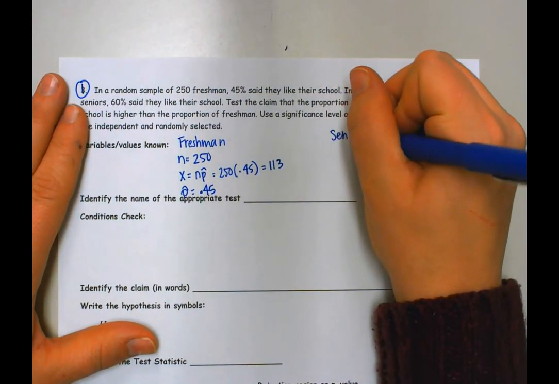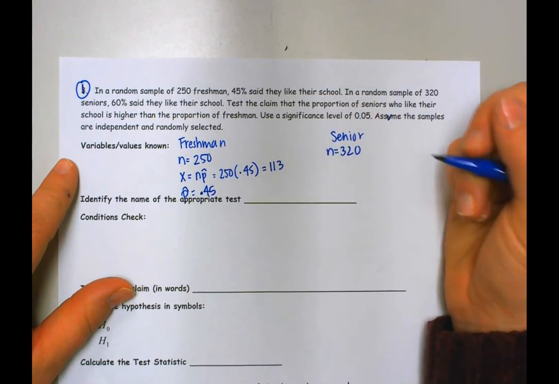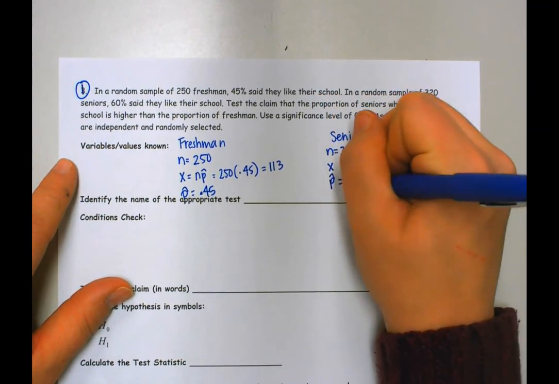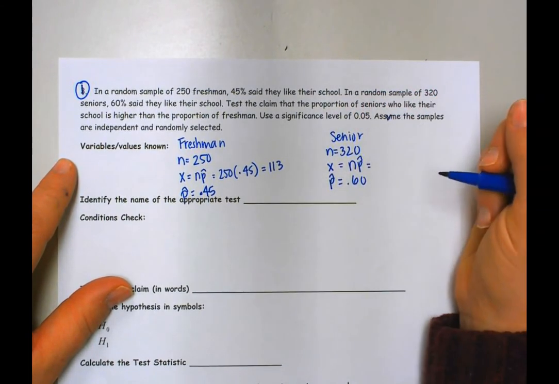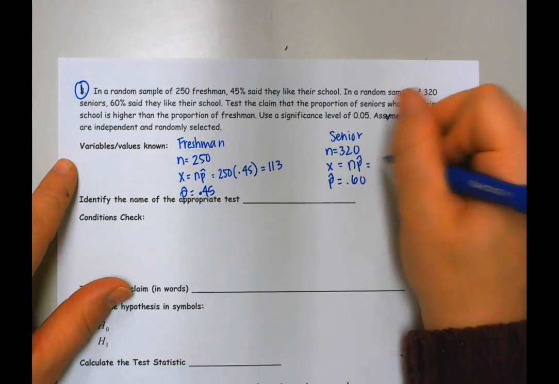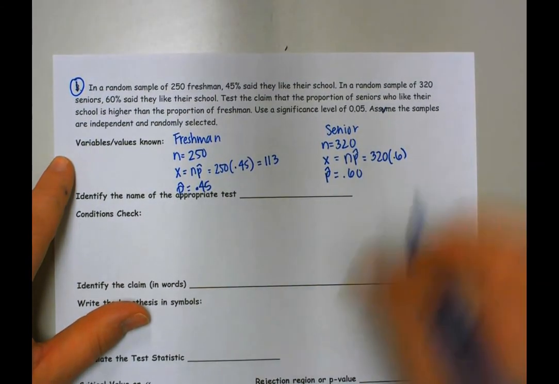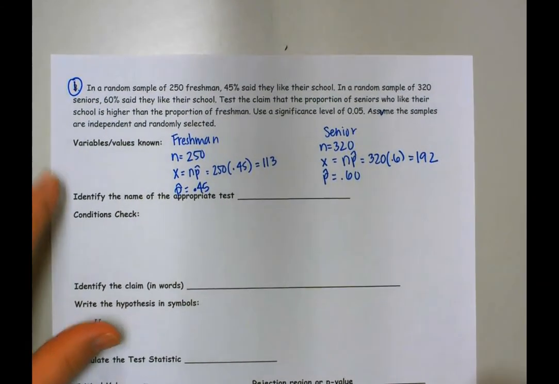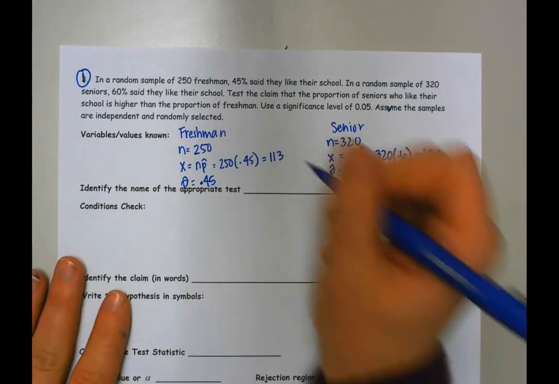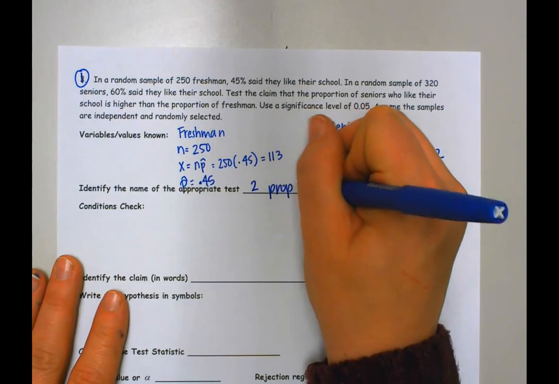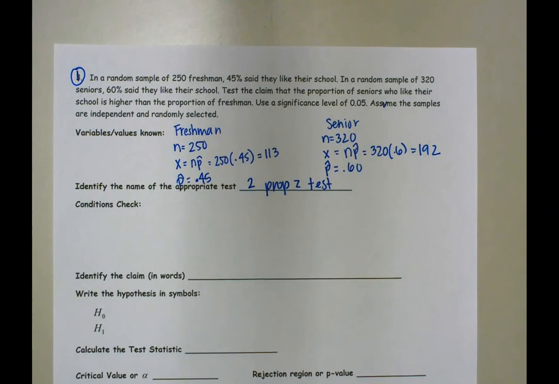Then for our seniors, we're going to look at the same thing. We had a sample of 320 seniors, and 60% of them said they like their school. So if I want to find my x value, I'm going to do n times p again. Here, 320 times 0.6 would give me 192 as my x value. Because we're looking at two separate groups of people, we're running a 2-prop z-test. We're looking at two proportions when we're running our z-test.